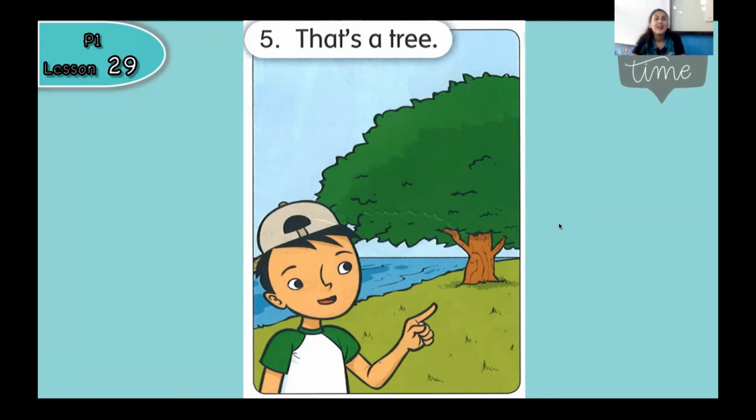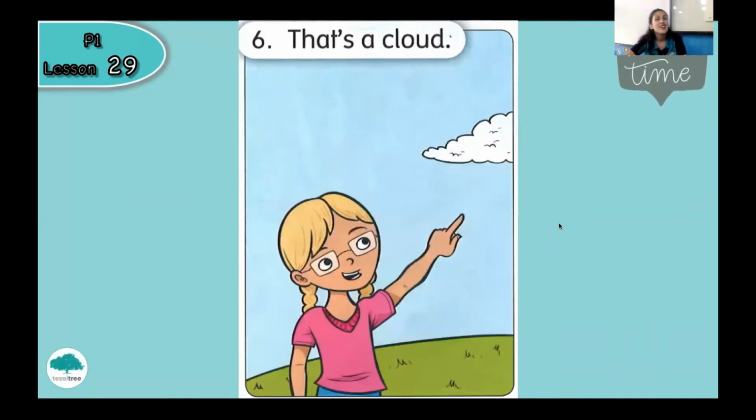Okay, P1. And our last picture and our last sentence will be, that's a cloud. That's a cloud. Let's do it with me. That's a cloud. Repeat. That's a cloud. Nice. I like it, P1. Good job.